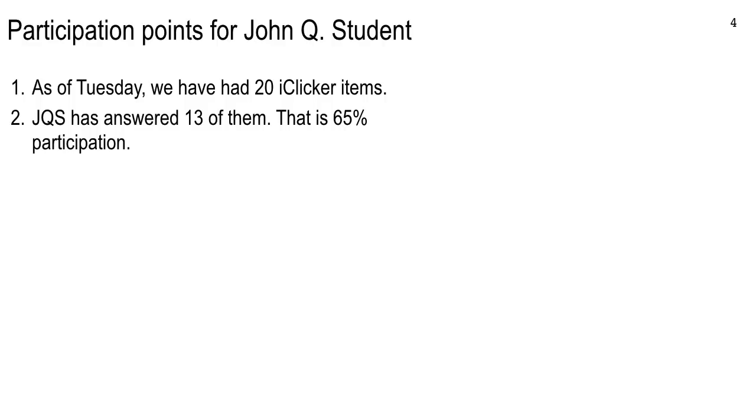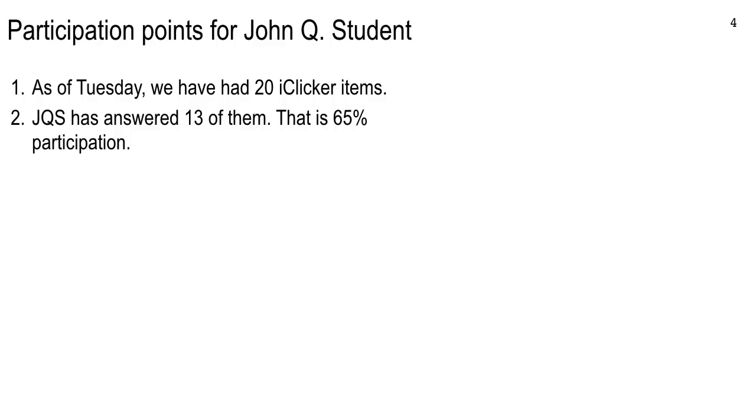Now, when I post your data for participation, which I hope to do this weekend, your first roundup, it'll probably include today's data, so several more than 20. So we might be up at 24, 25 after today. But at any rate, you'll see how many you answered. You'll also see how many you got correct. So you just divide by how many possible, and as of Tuesday, it's 20.